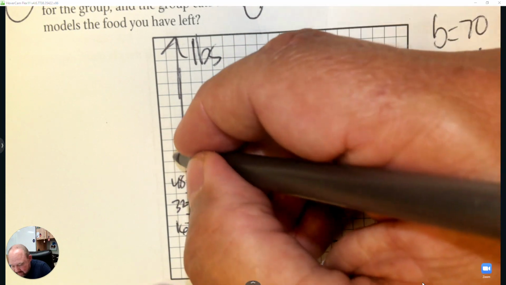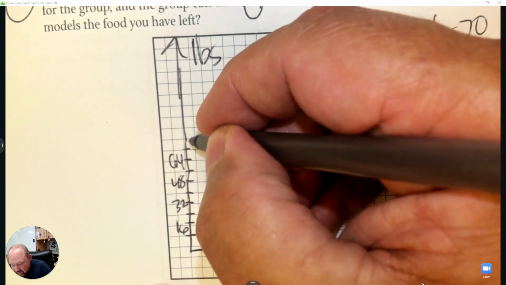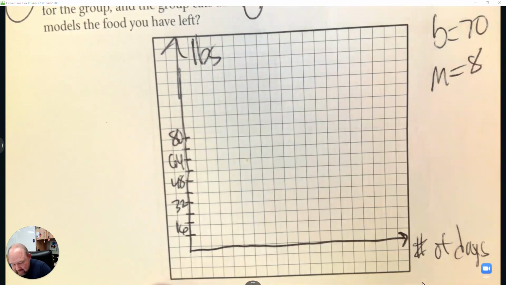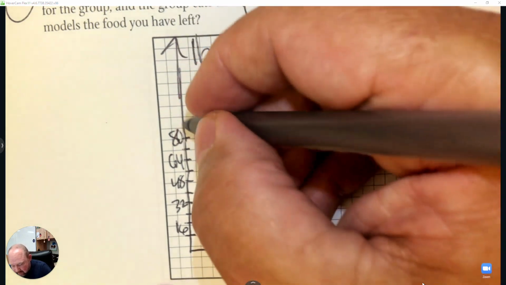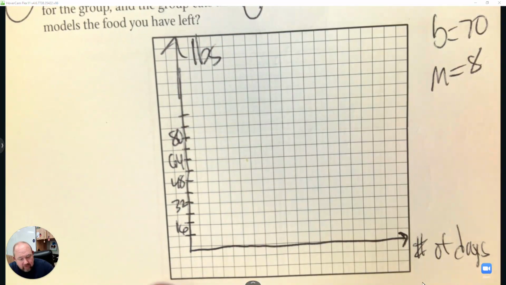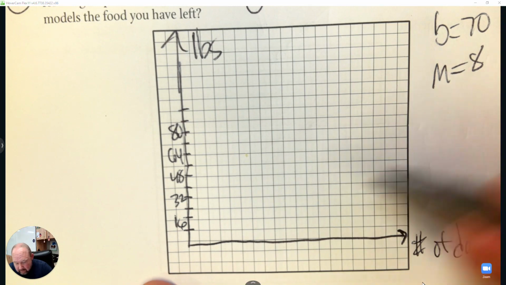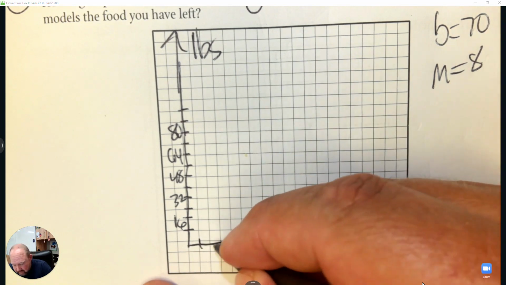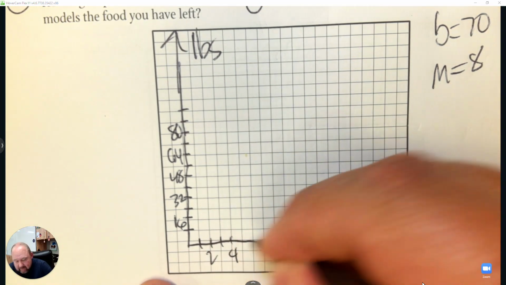Where are we at? 8 times 8, 64, 72, 80. What are we starting with? 70 pounds of food, and we're going to go from there. So there's my axis, and on this side will be the number of days. So 1, 2, 3, 4, and 5, and so on.